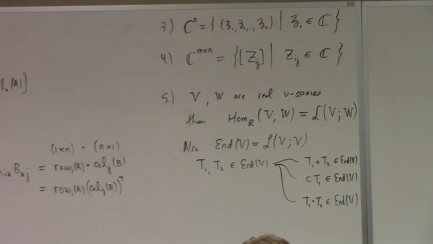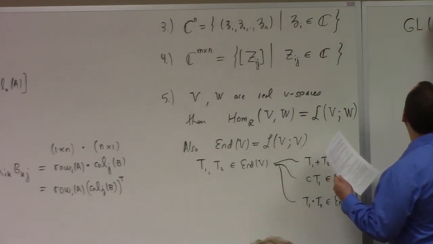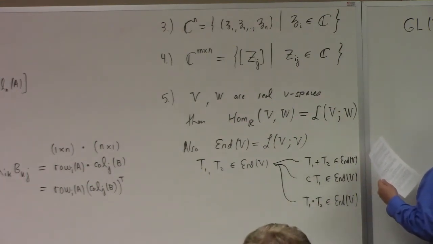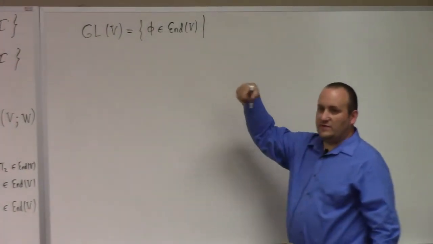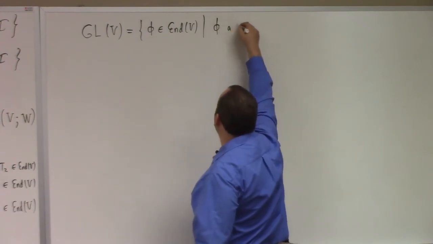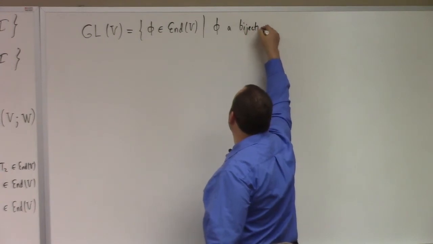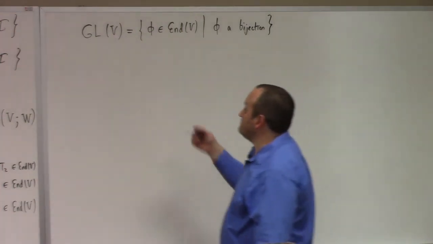A lot of the homeworks, some of the more interesting homeworks I've given you guys this semester will involve what I call GL(V). GL(V), what's this? Well, this is basically, we're looking at phi in the endomorphisms of V, right? So in other words, it's a linear transformation from V to V such that what? Phi is a bijection. So this is the set of invertible linear transformations, right? The general, what's called the general linear group on V.